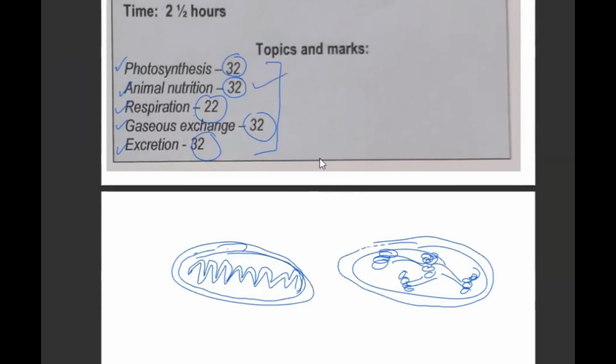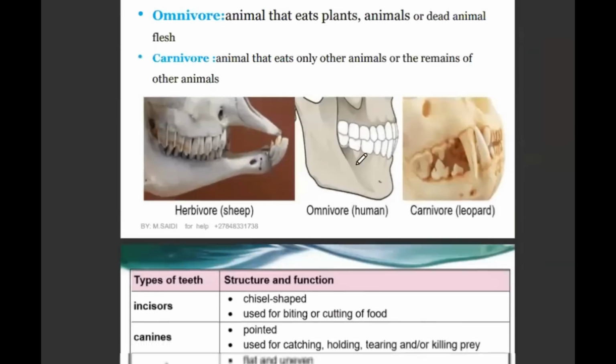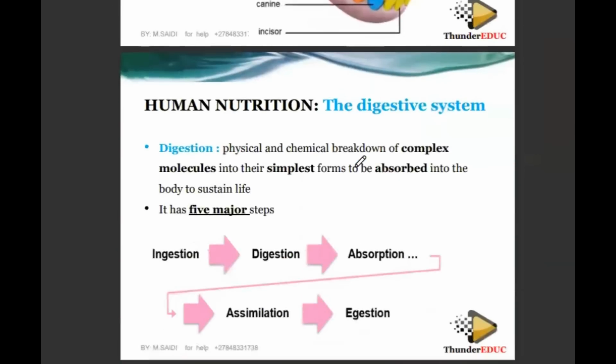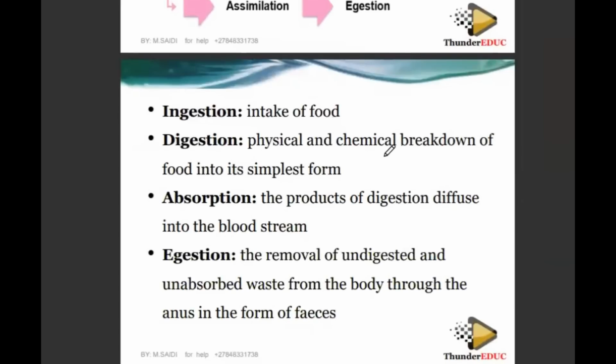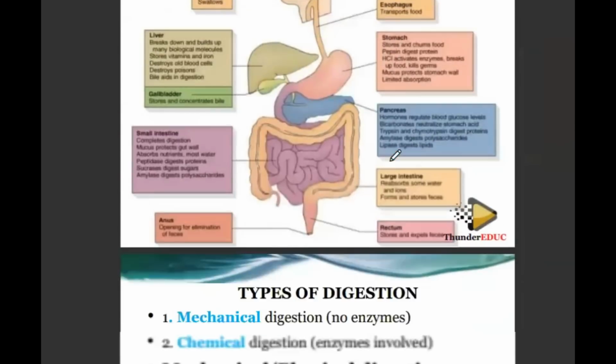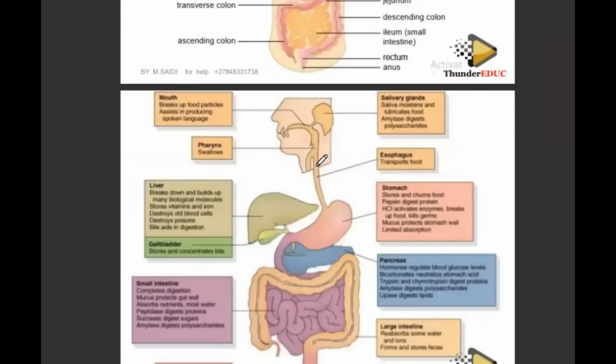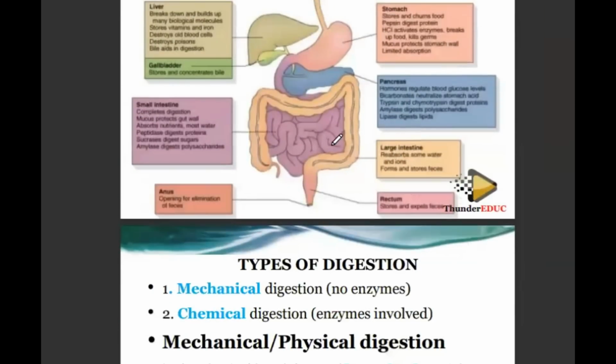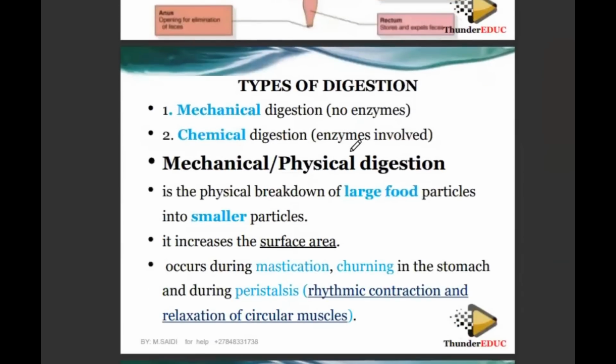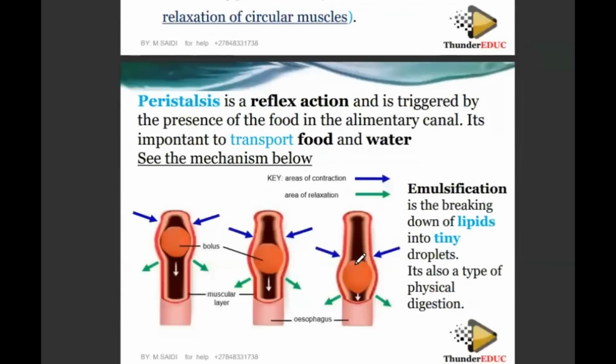When you go to animal nutrition, where are you going to get these 32 marks? Physical digestion and chemical digestion you need to know, but also the structure, how to label the parts. Please make sure that you know how to do those parts. Also the types of digestion: where does mechanical or physical digestion and chemical digestion take place, and what is involved in there? Please make sure that you know it.